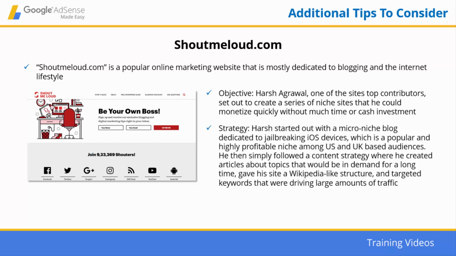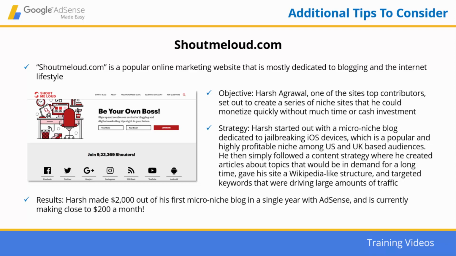Strategy: Harsh started out with a micro-niche blog dedicated to jailbreaking iOS devices, which is a popular and highly profitable niche among US and UK-based audiences. He then simply followed a content strategy where he created articles about topics that would be in demand for a long time, gave his site a Wikipedia-like structure, and targeted keywords that were driving large amounts of traffic. Results? Harsh made $2,000 out of his first micro-niche blog in a single year with AdSense, and is currently making close to $200 a month.